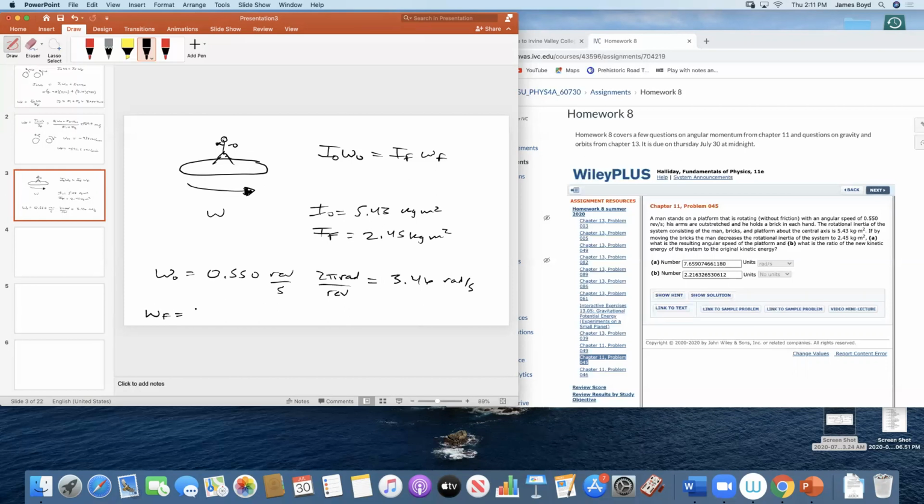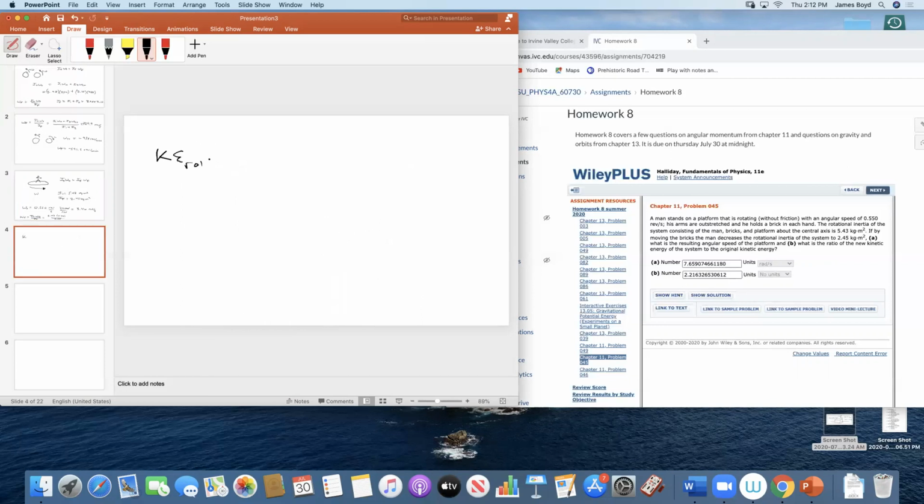Omega final is just I initial over I final times omega initial. That's pretty easy: 5.43 times 3.46 over 2.45. You can see that that's going to be 7.66 rad per second.